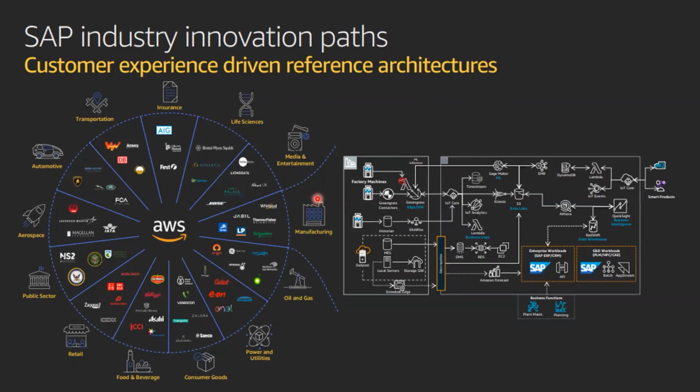So it's a customer experience driven reference architecture, right? The AWS architecture may change and evolve over time, but it's all customer driven, based on customer feedback. And if we talk about industry verticals, SAP application on AWS runs in manufacturing, oil and gas, power utilities, media and entertainment. Almost all the industry verticals are covered, especially for SAP.